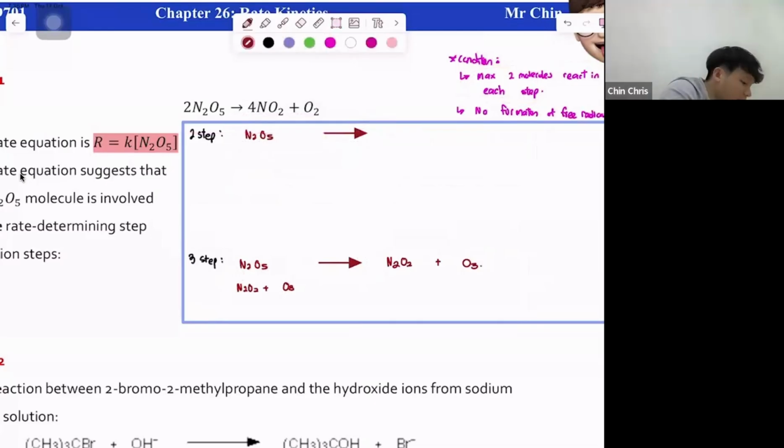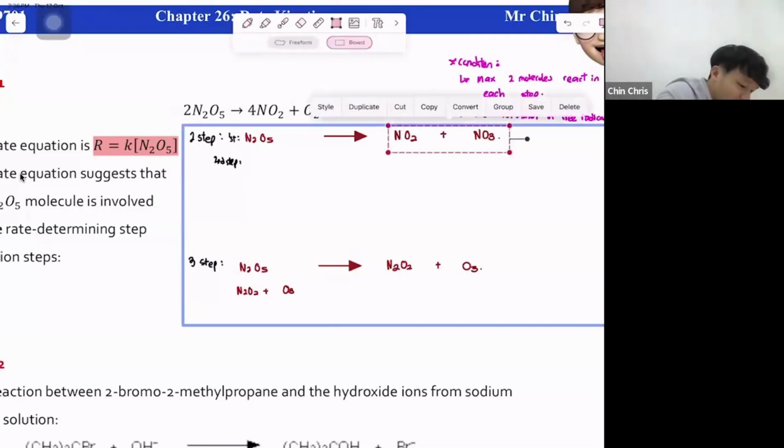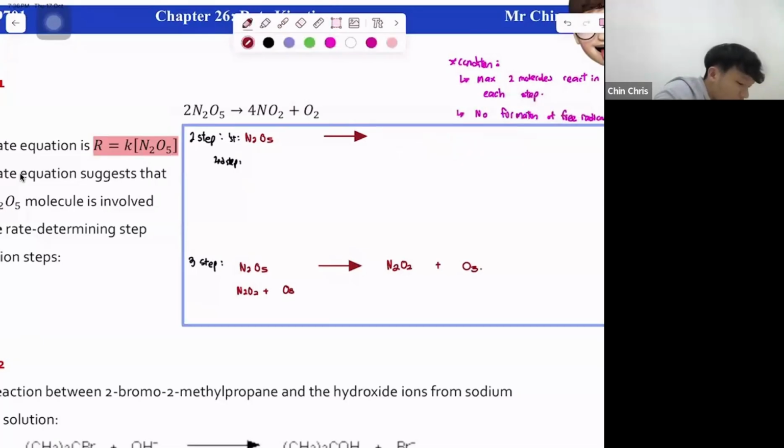N2O5, I can turn it into NO2 and NO3, right? So second step, NO3, still cannot because it will be more than two molecules. Yes, correct. So which means it must be just one.